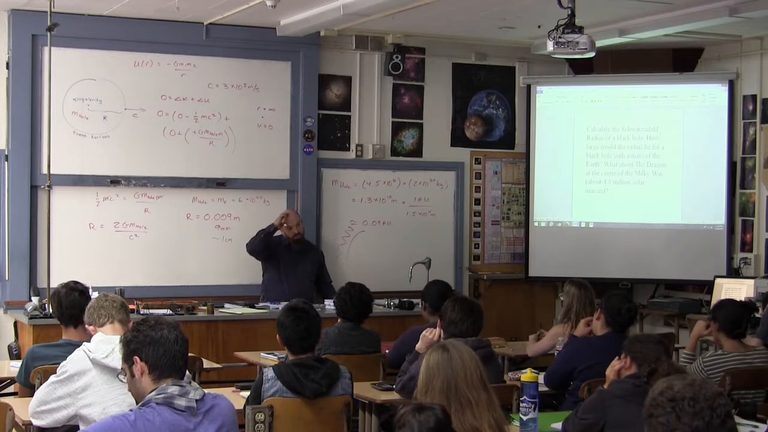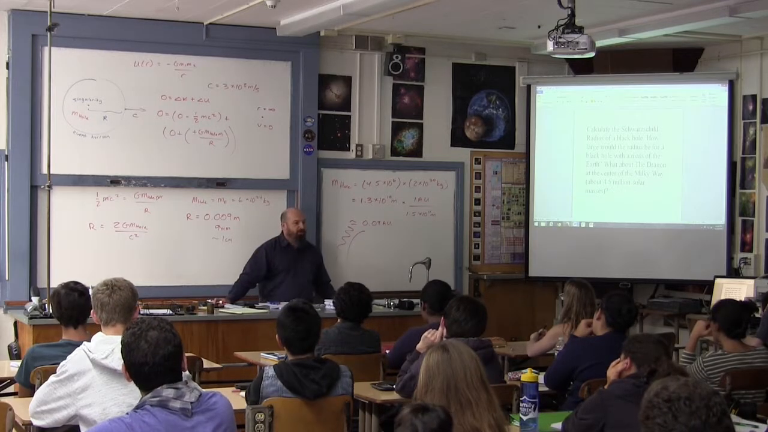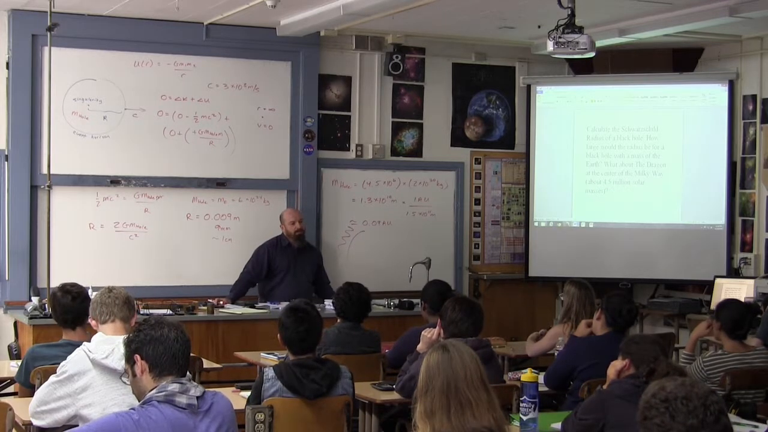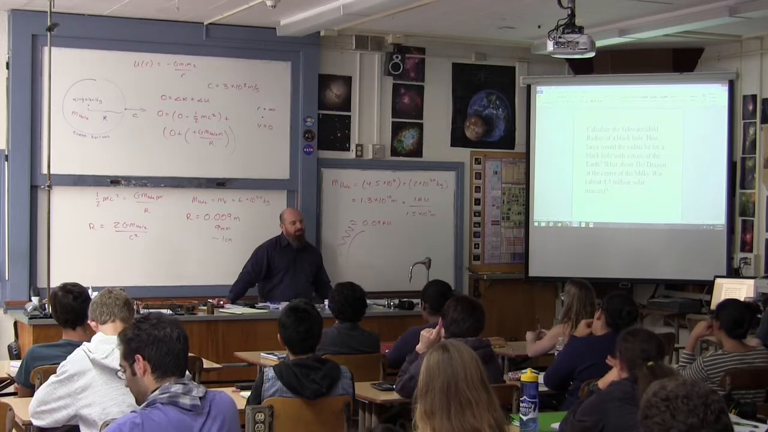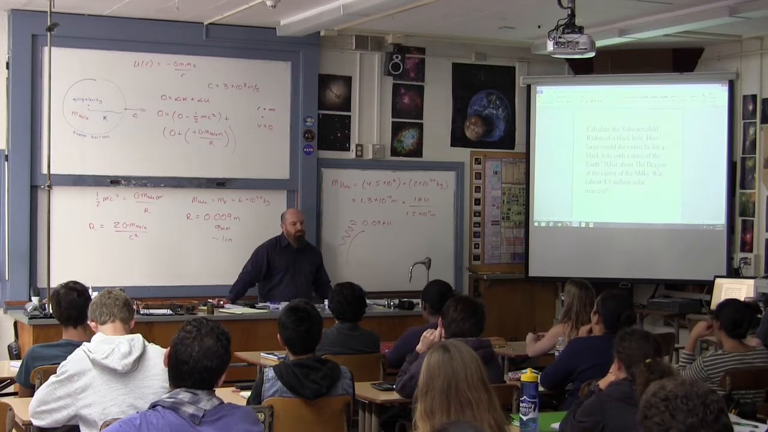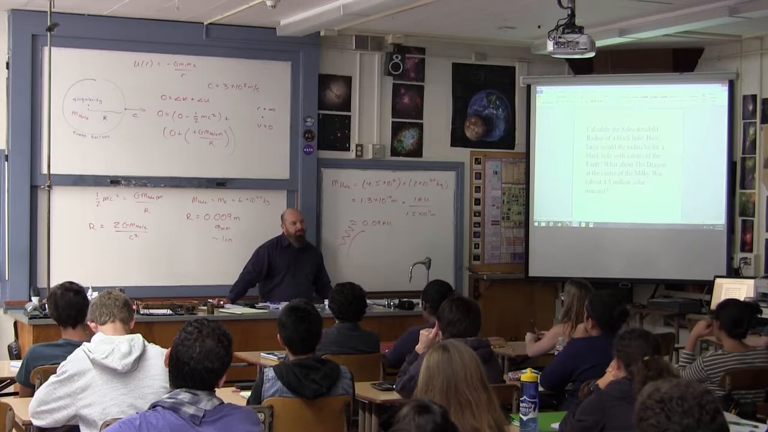Ground was actually broken only about 2 weeks ago for the University of California's 30-meter telescope, which is now being built at the summit of Mauna Kea in Hawaii. The summit of Mauna Kea in Hawaii is probably the best place in the world to do astronomical research.